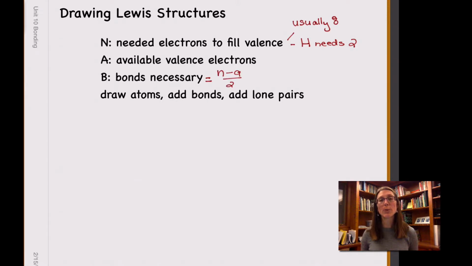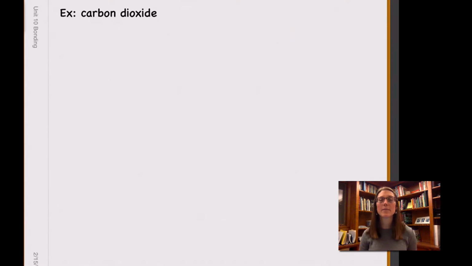Once you've determined the number of bonds you need to make, then you're going to draw your atoms, add a skeleton of those bonds, and then go back and add the non-bonding electrons in order to fill the valence of all the different atoms. And when you go to add those non-bonding electrons, you're going to start on the outside atoms first and fill the central atom last.